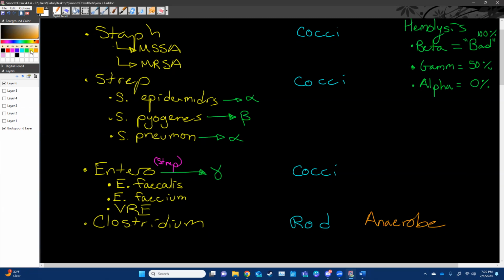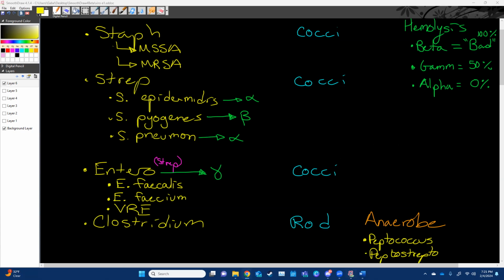There are two other kinds of anaerobes as well that are gram-positive, Peptococcus and Peptostreptococcus. And I think you just need to know that they are anaerobic. You don't have to know which drugs are anti-anaerobe at this point.